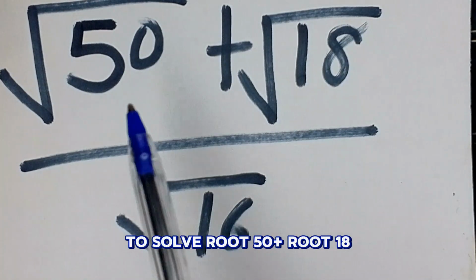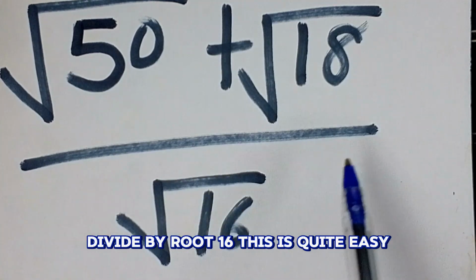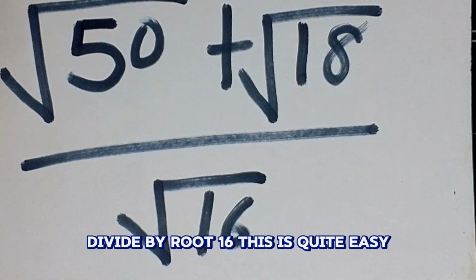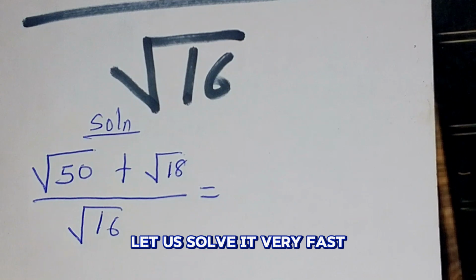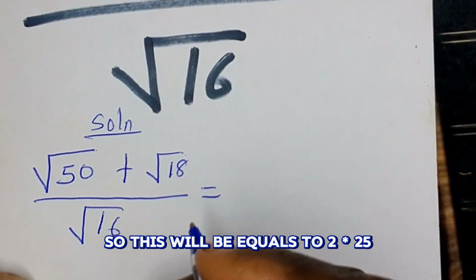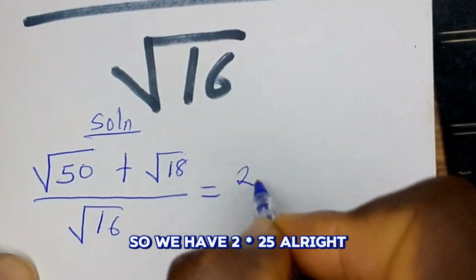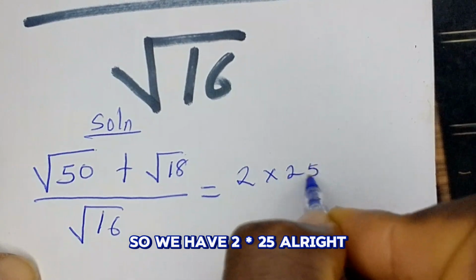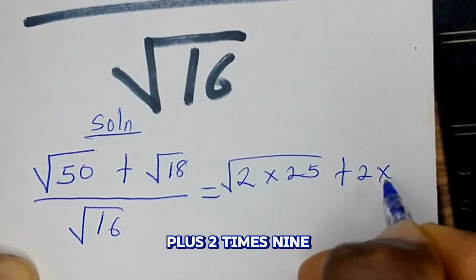To solve root 50 plus root 18 divided by root 16. This is quite easy. Let us solve it very fast. So this will be equals to root of 2 times 25, all right, plus root of 2 times 9.